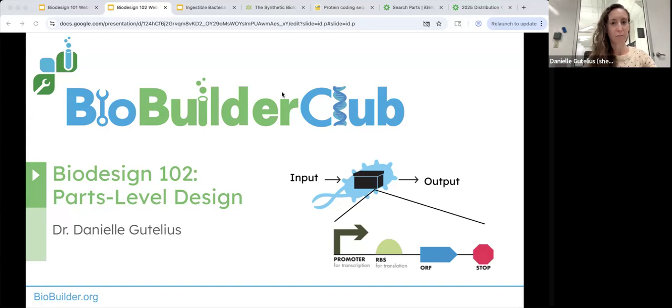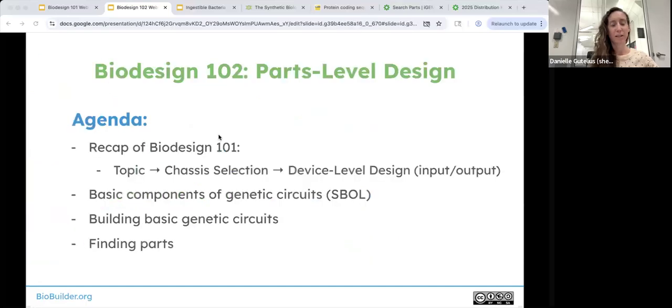Okay, so today we're going to be talking about parts level design for our project. So a quick agenda of what we're going to be covering. If you missed the first webinar, no big deal. We're going to do a quick recap of the topics that we covered before we dive into parts level design. So we'll quickly go over what we talked about in terms of topic, chassis selection, device level design, input, output, all of that. And then we're going to revisit the arsenic biosensor example from the last webinar that we used, and we're going to use that system to walk through how to build genetic circuits and then how to find parts for your genetic circuits.